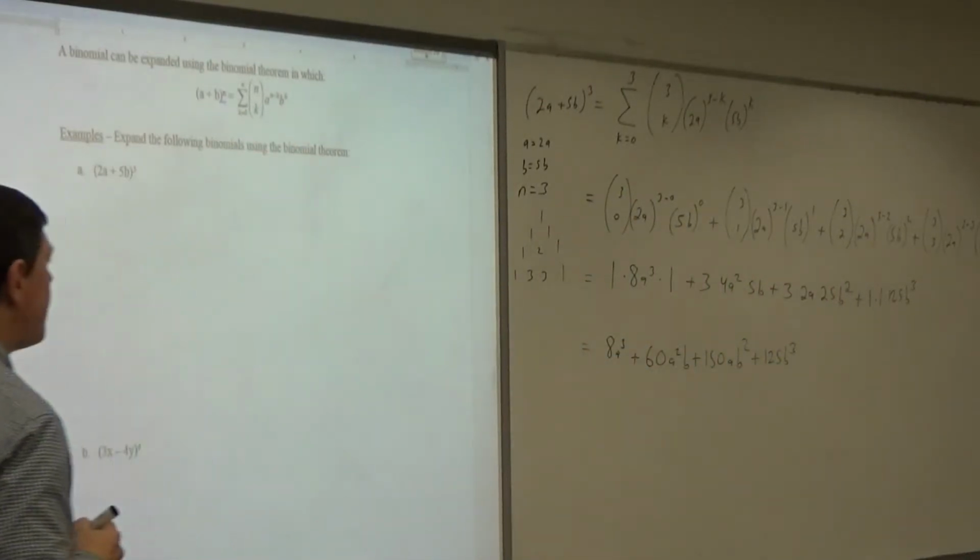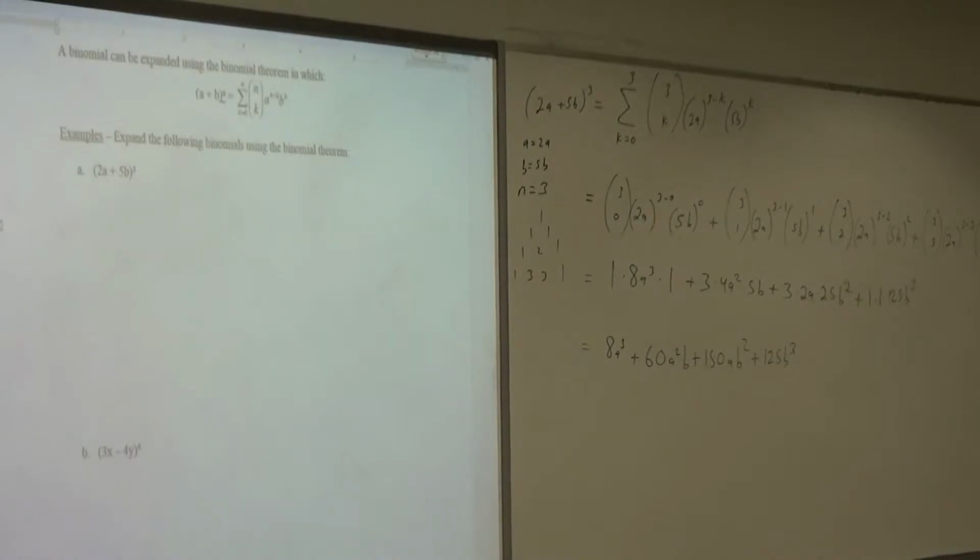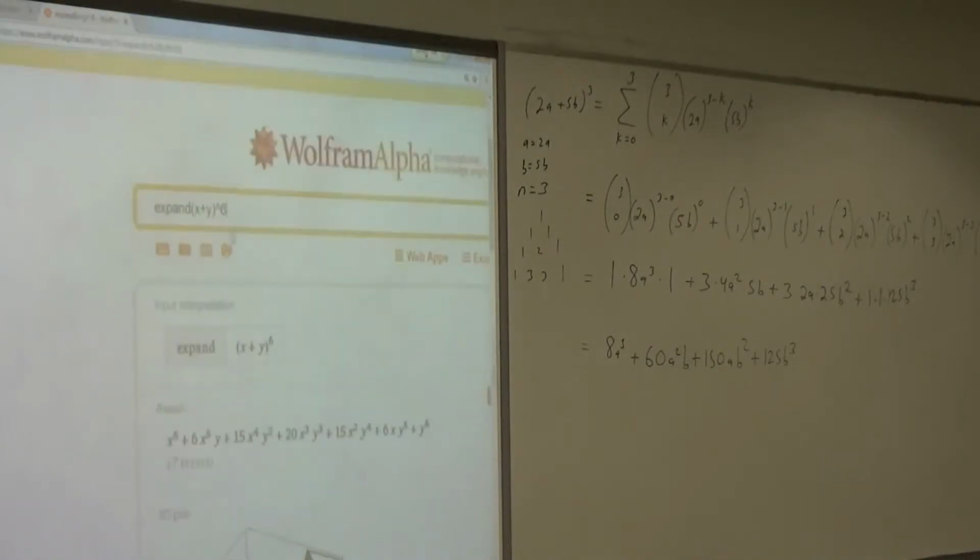While you guys are copying that down, let me use Wolfram Alpha to show you that that is indeed the correct expansion. So I'm just going to go in here. I'm going to expand. What do we say? 2a plus 5b to the third.